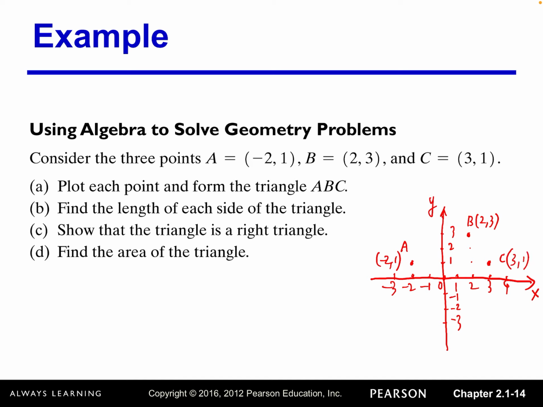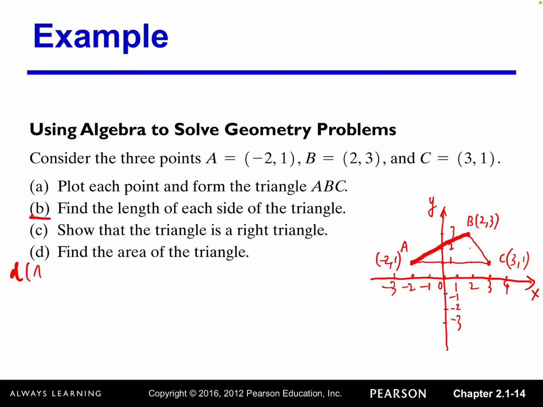And then we use a straight line to connect points AB, connect points BC, connect points AC. Okay, that's the triangle we formed. And then part B of the question: find the length of each side of the triangle. So we have three sides, right? AB, AC, BC. Let's find the length of each side.